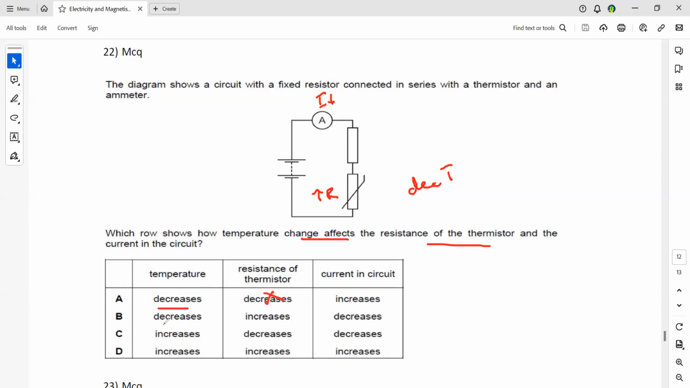So this is wrong. If the temperature is decreasing, the resistance should increase and the current in the circuit should decrease. Because if the circuit has a high resistance, it does not allow a greater amount of charge to flow through it. So when the temperature decreases, the resistance of the thermistor increases, the charges are not able to flow through the circuit, and the flow of charge decreases.